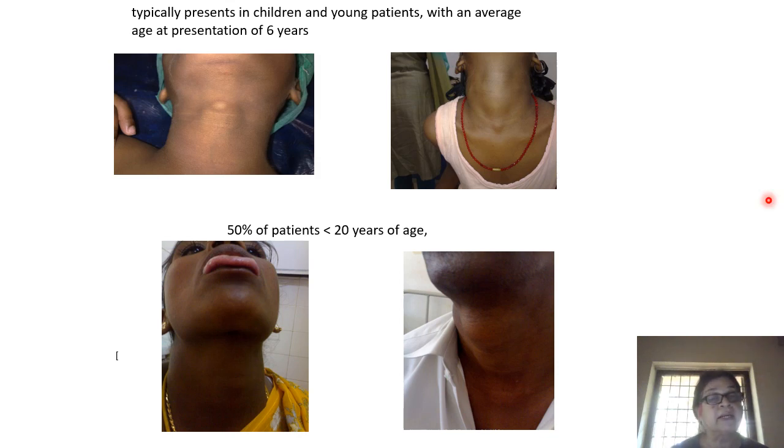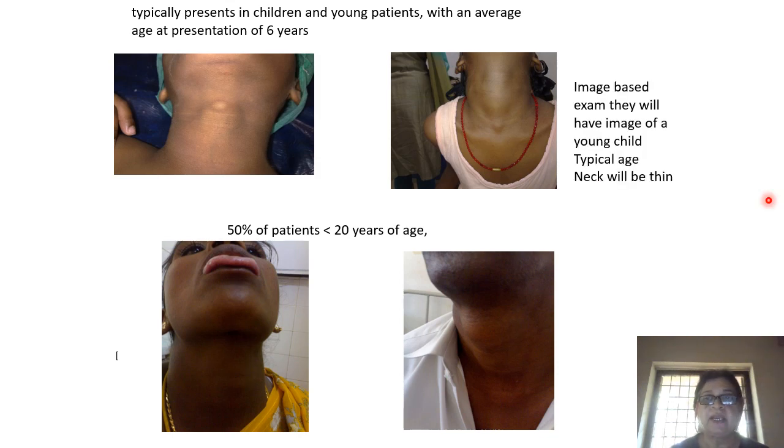Now, can they occur in older individuals? In an image-based exam, they will show an image of a child with a swelling in the neck. Straight away go and write thyroglossal cyst, because you have only a visual 2D image. You don't have any access to palpation there. So you write thyroglossal cyst, you tick thyroglossal cyst.